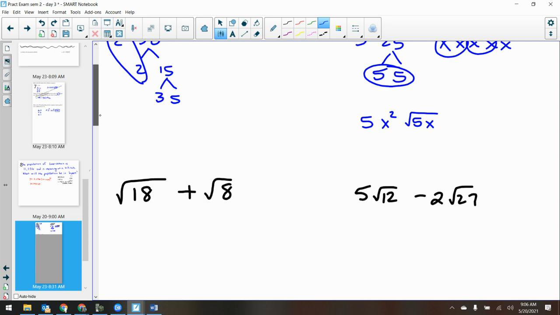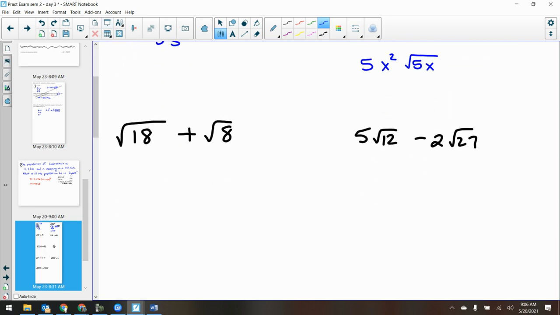All right, let's take a look at the next couple. As these are right now, I cannot add or subtract them because they do not have like radical terms. So let's put them into like radical terms. Let's do one of these. Let's do the subtracting one. I'm going to do the subtraction one on the right side. 5 radical 12 minus 2 radical 27.